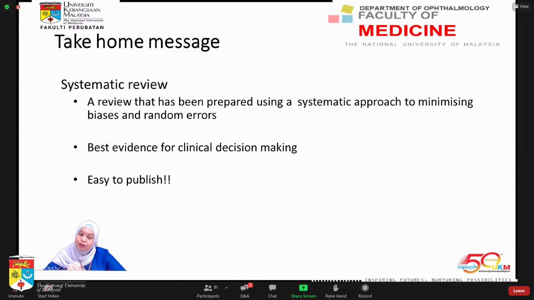So in conclusion, systematic reviews are easy to publish. This is the best evidence for clinical decision making, and this is a review that has been prepared using a systematic approach to minimize bias and random errors.